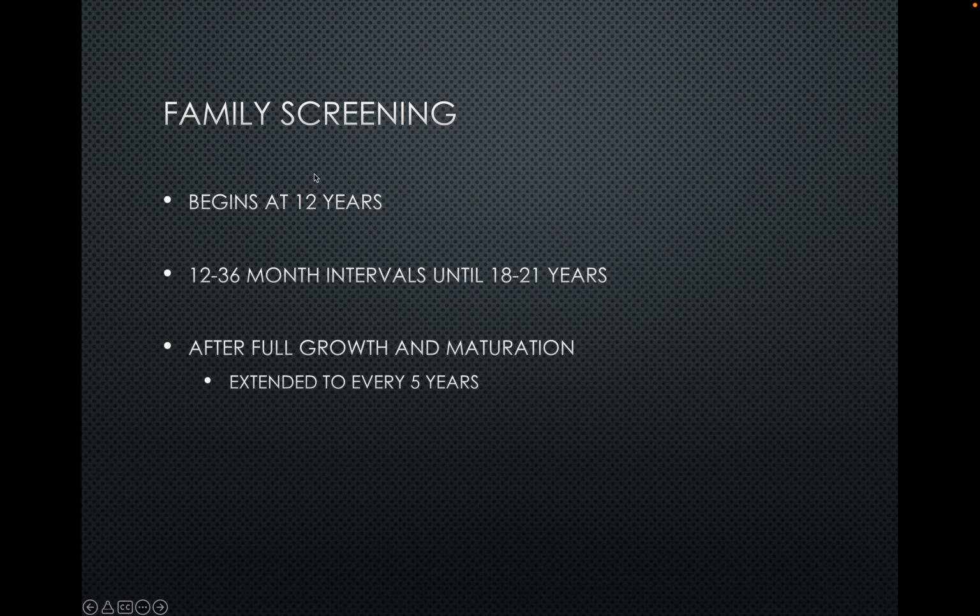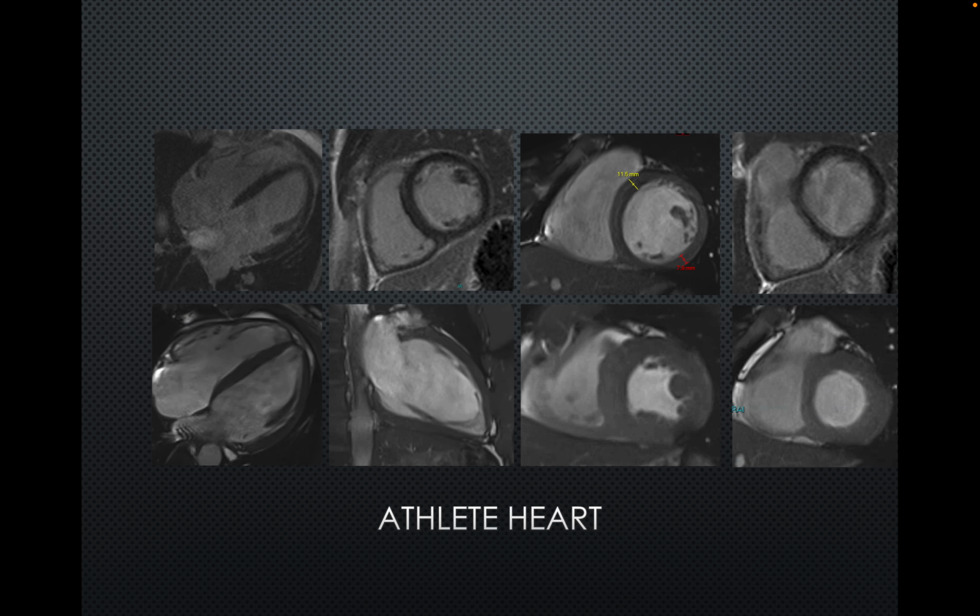In children, screening usually starts at 12 years old, every 2 or 3 years until maturation, and may extend for 5 years. This is in order to detect any trend of becoming positive phenotype HCM, and could be either echo or MRI. One of the important screening types is athlete screening.